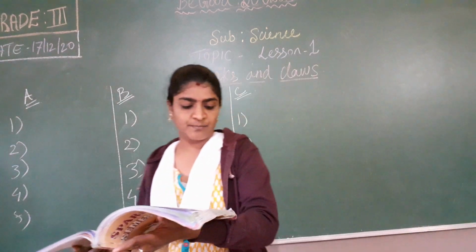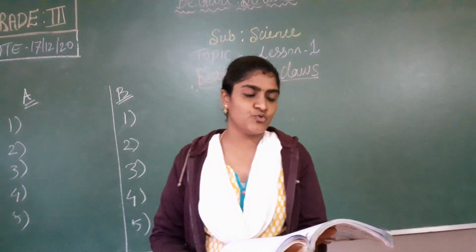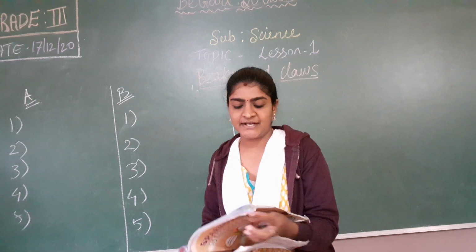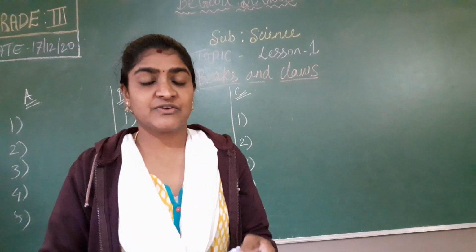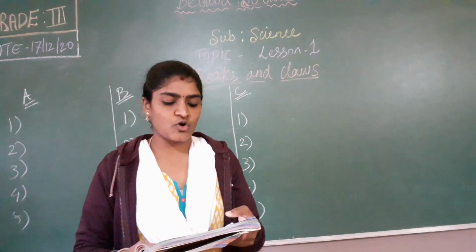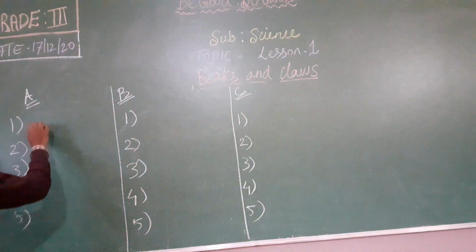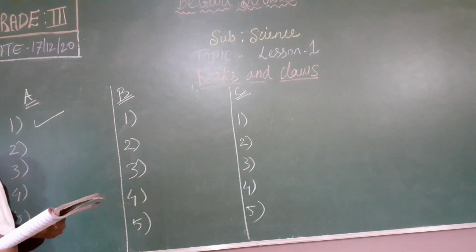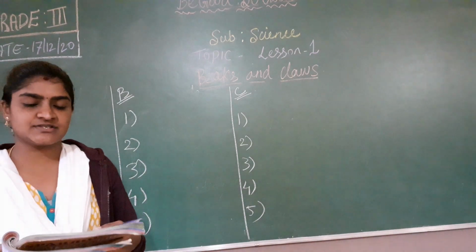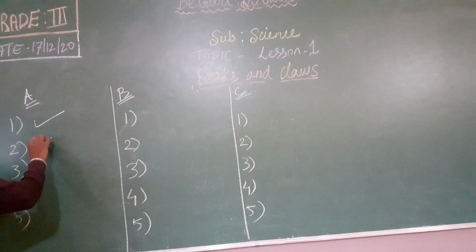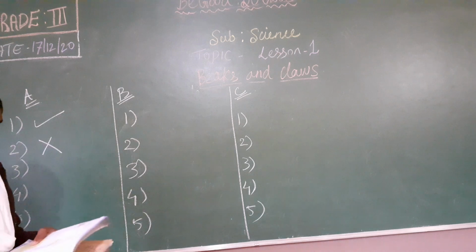Now everyone take out page number 146. We'll move on to the textbook exercise. A main is pick the right statement and cross the wrong one. First statement, birds do not have teeth. Yes, this statement is true, so we have to put a tick mark. And the second one, all birds have the same kinds of beaks. No, each and every bird has a different type of beak, so this statement is false.